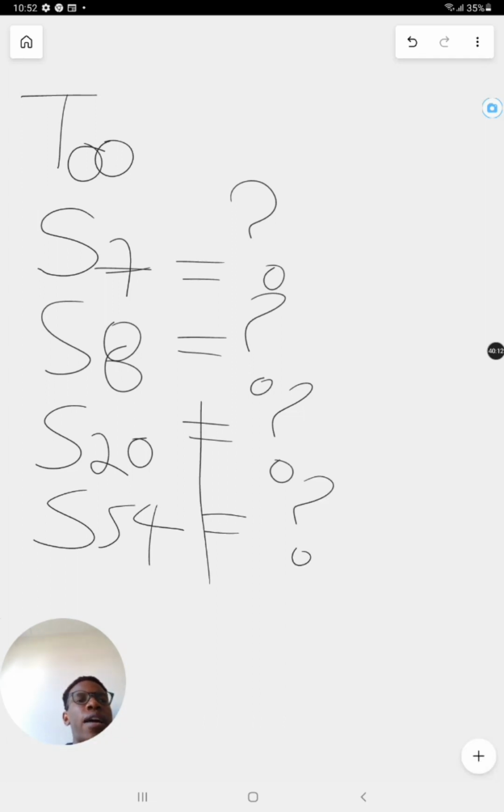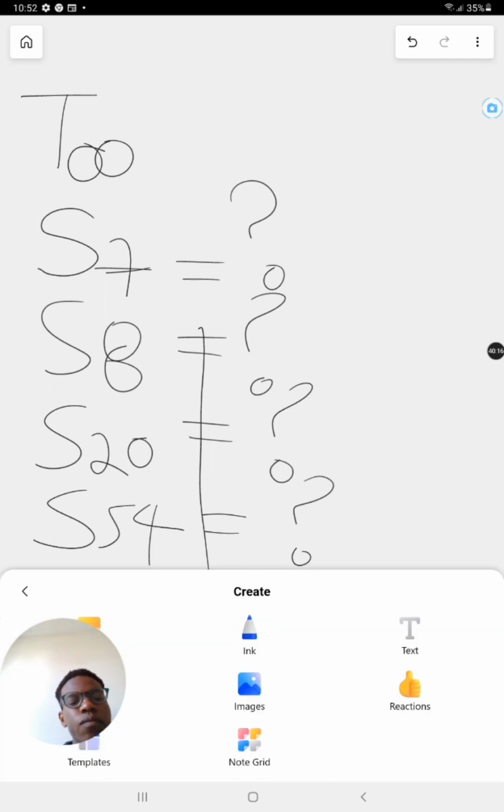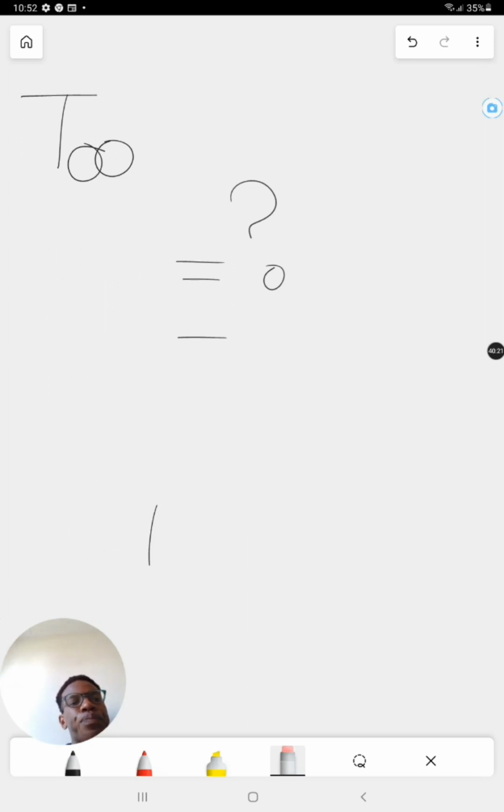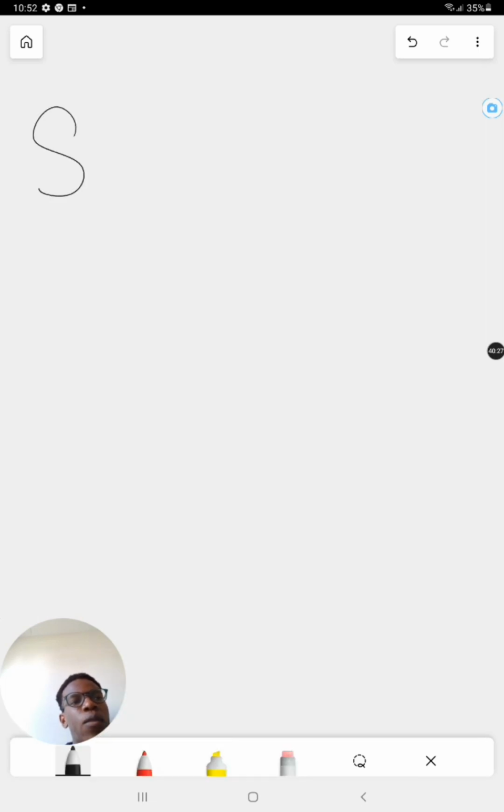Now, what about infinity? Because we have term infinity. What is S infinity? What does it mean? Well, S infinity means add the first infinity terms of the series. Take all the existing terms of the series and add them together and see what answer you're going to get.